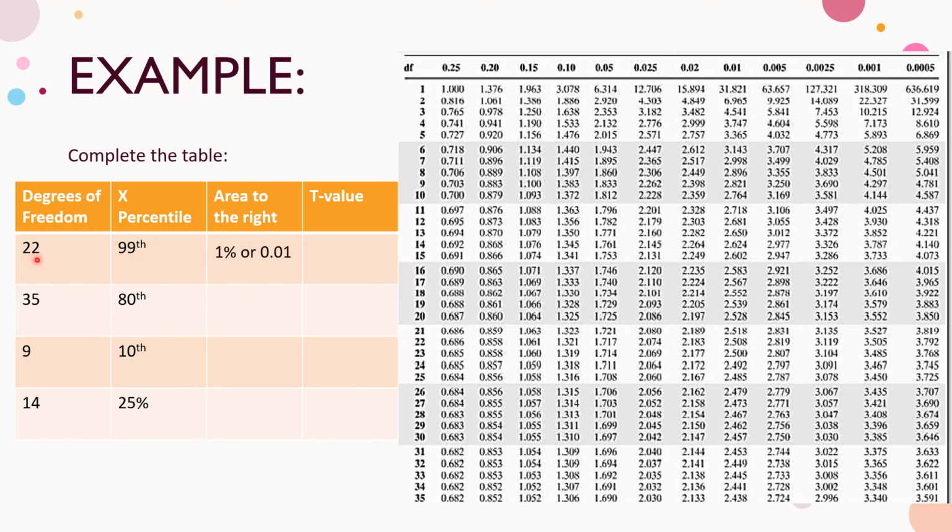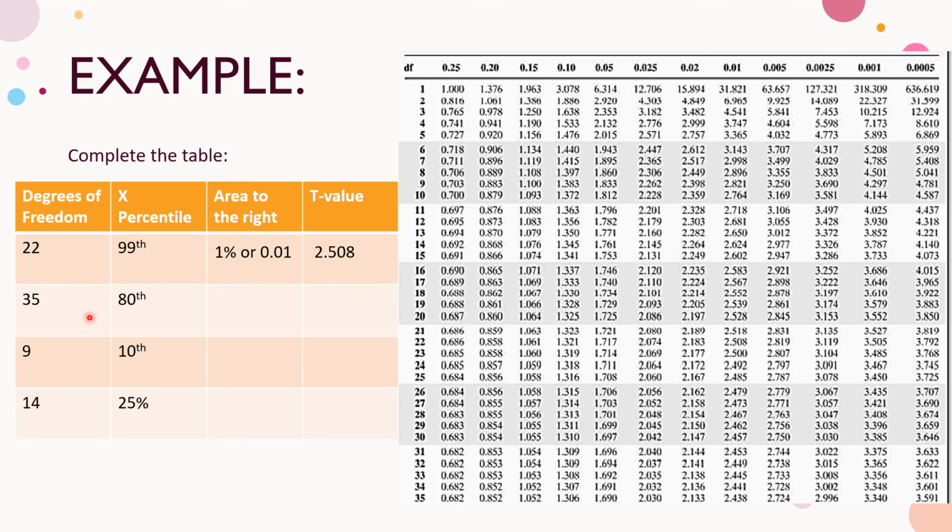First, we have the 99th percentile with 22 degrees of freedom. Since that is greater than the 50th percentile, we get the area to the right. So we have 0.01, that is 1 minus 0.99. And we simply locate, at 0.01 area and 22 degrees of freedom, 2.508 as the 99th percentile.